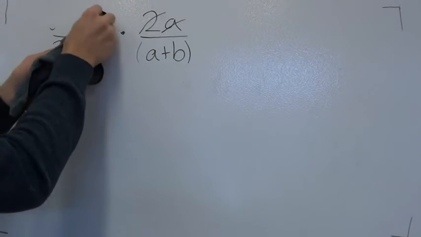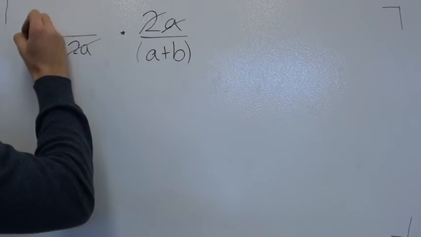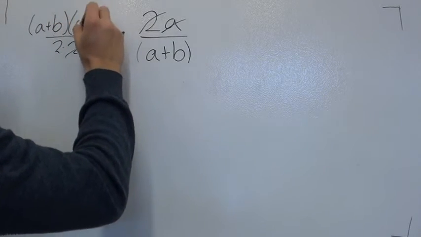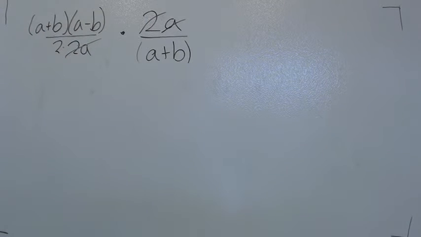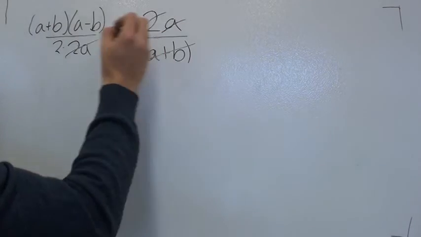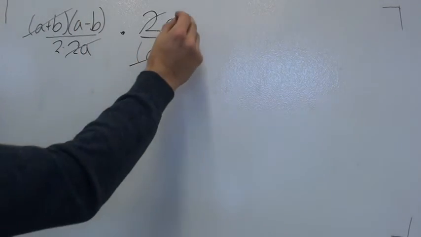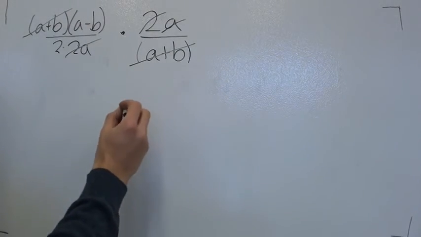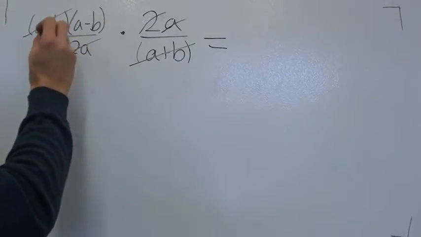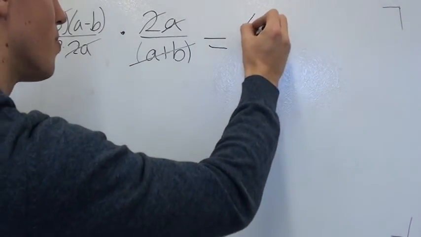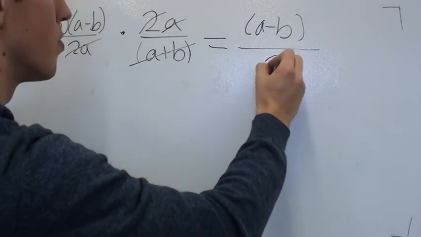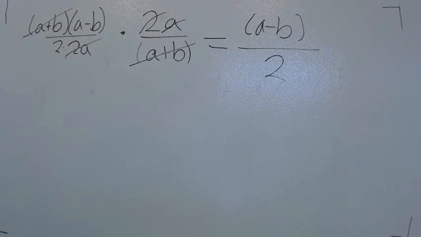So, a plus b times a minus b. We have two a plus b terms that cancel each other out. This is 1, this is 1. So all that's left when you multiply everything across is a minus b over 2. There you go.